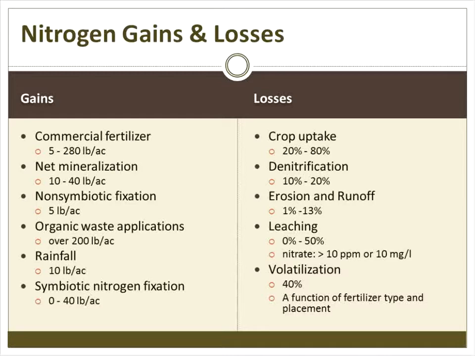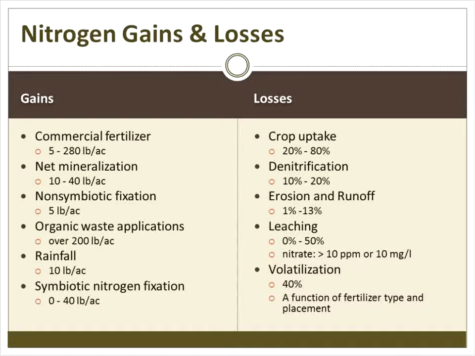Rainfall typically in North Carolina adds anywhere from about 8 to 15 pounds of nitrogen per acre per year. It depends on your location. Folks that live near urban areas tend to get more nitrogen because of all the car emissions. Folks that live in more rural areas tend to get a little less unless there are a lot of animal facilities, and then you tend to get somewhat higher amounts of nitrogen from your rainfall.